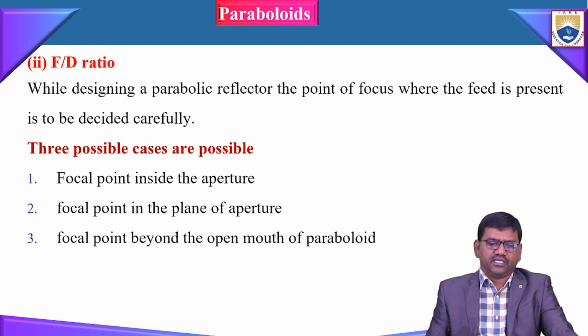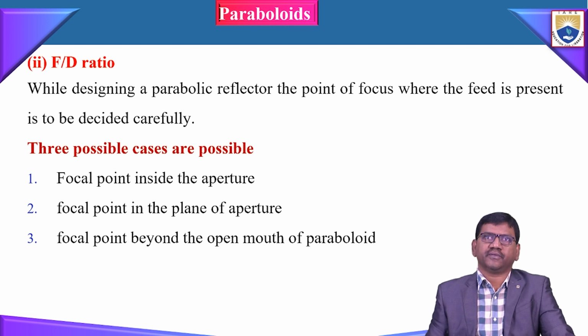On the F/D ratio: it is the ratio of the focal length to the diameter of the aperture. This is known as the F/D ratio. While designing the parabolic reflector antenna, we need to take care of where to place the primary antenna.